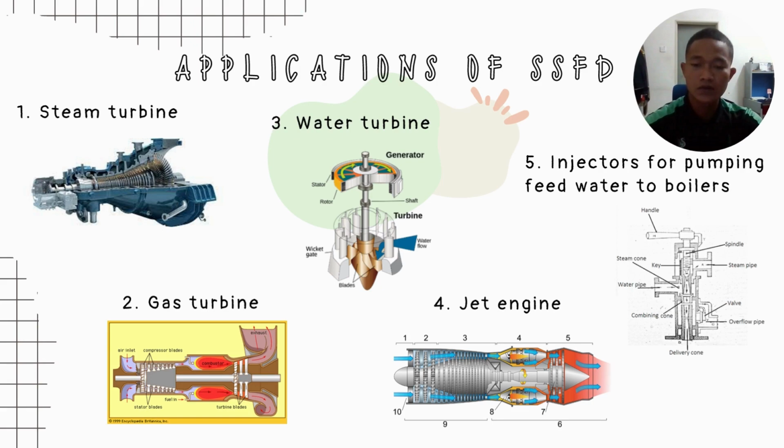Finally is injectors for pumping feed water to boilers. The injector is the instrument used to feed water into the boilers. It is usually employed where space is not available to implement a feed pump, used for vertical and locomotive boilers. In an injector, the water is delivered to the boilers by steam pressure using a nozzle. The kinetic energy of the steam is used to increase the pressure and velocity of the feed water.